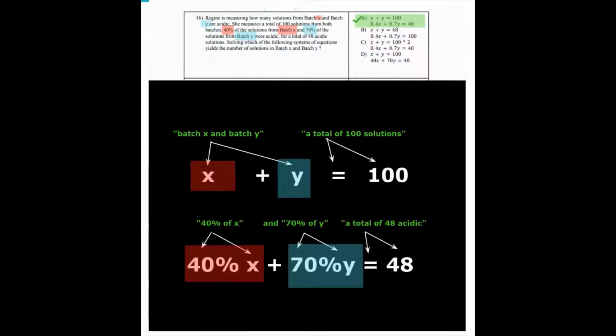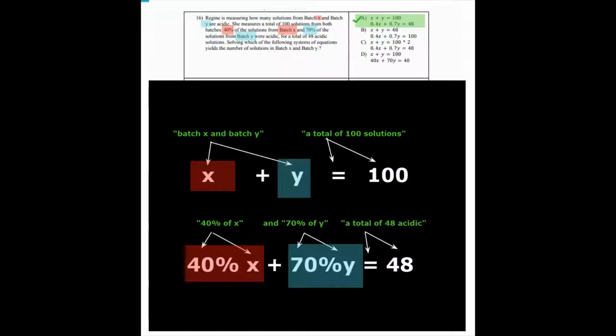Question 16. Regina is measuring how many solutions from batch X and batch Y are acidic. She measures a total of 100 solutions from both batches. 40% of the solutions from batch X and 70% of the solutions from batch Y were acidic, for a total of 48 acidic solutions. Solving which of the following system of equations yields the number of solutions in batch X and batch Y?